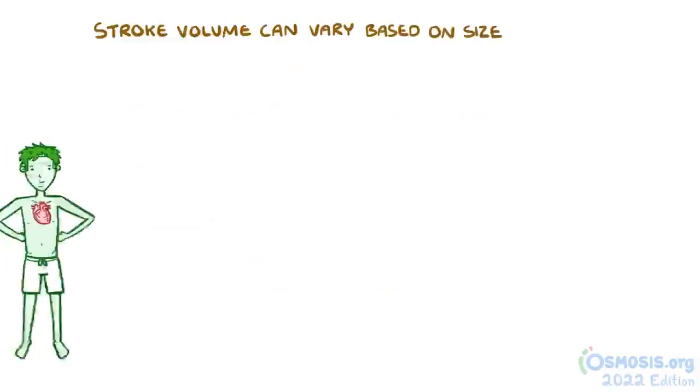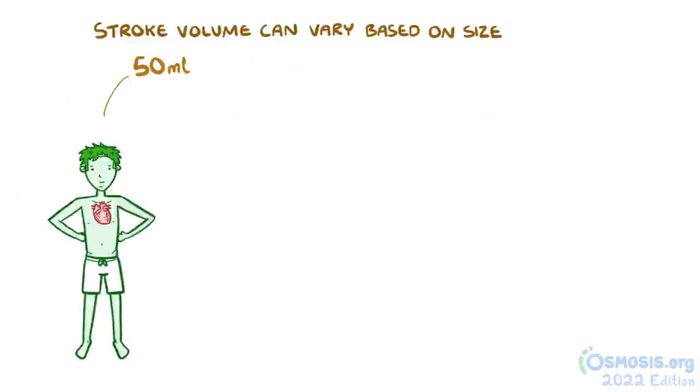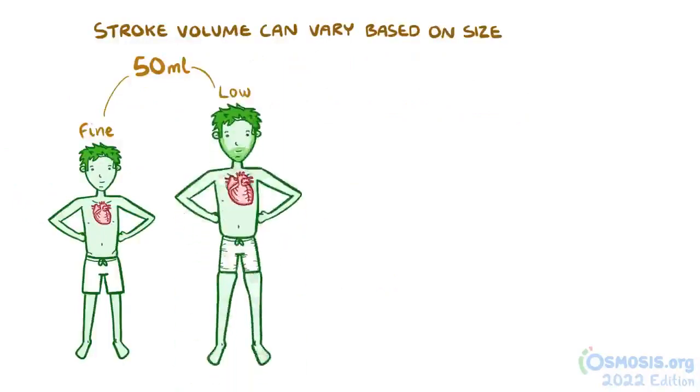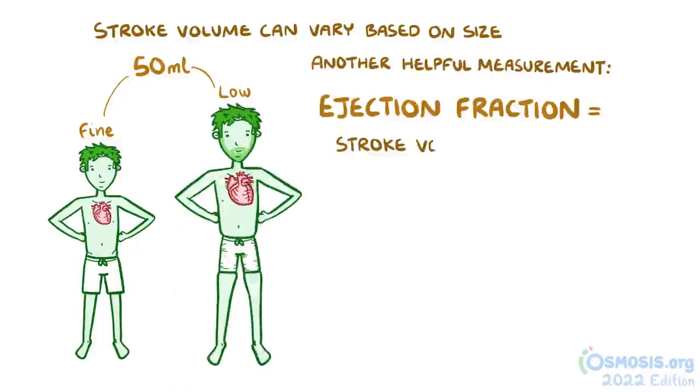Stroke volume is a useful measurement, but it can vary based on the size of a person. For example, a stroke volume of 50 milliliters might be absolutely fine for a small person with a small heart volume, but may be low for a large person with a bigger heart volume. So another helpful measurement is the ejection fraction, which is the stroke volume divided by the end diastolic volume.